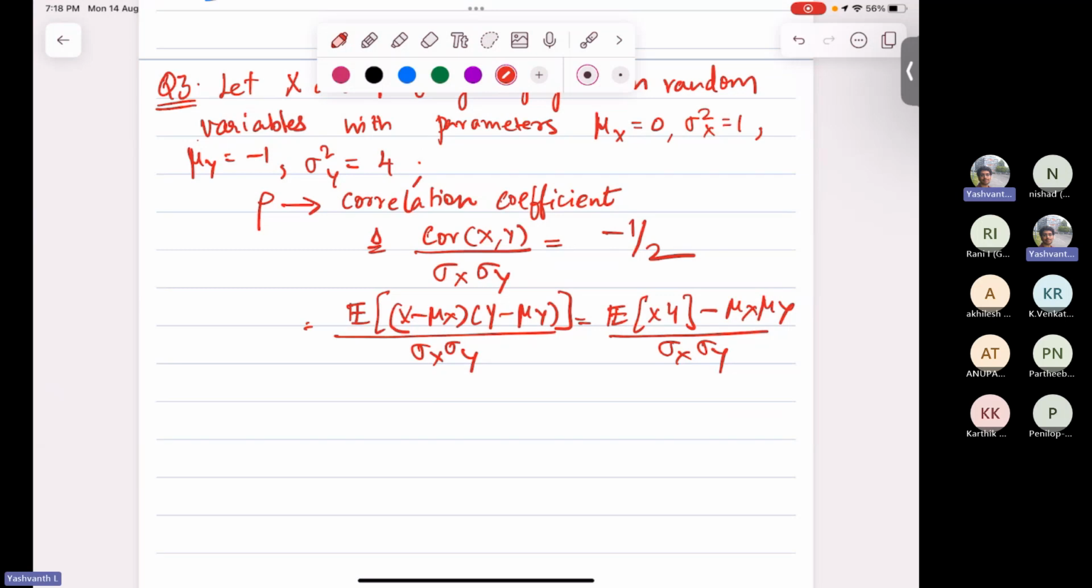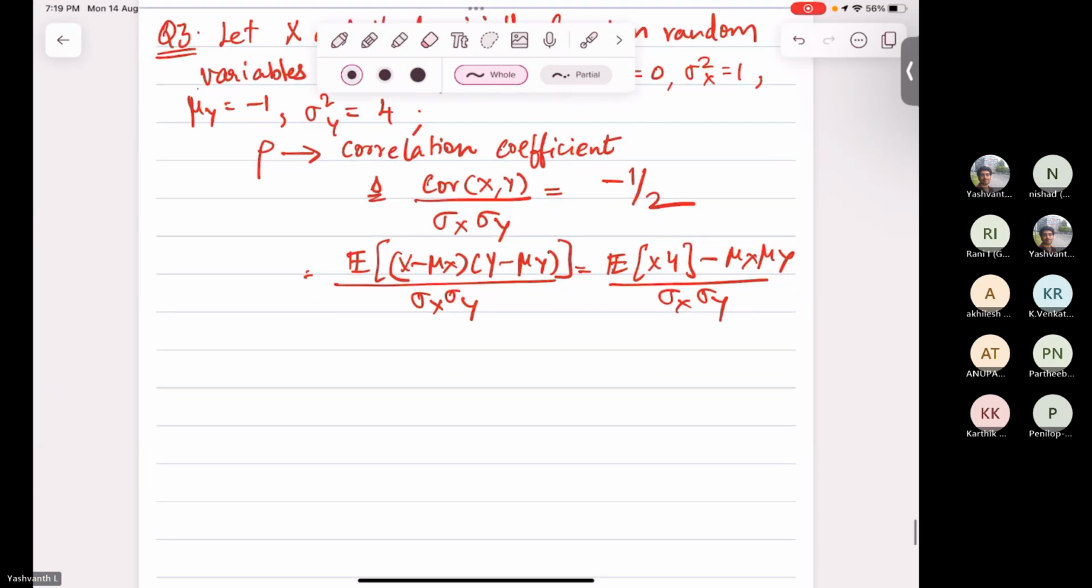If you remember, if this numerator is 0, that is, covariance of xy is equal to 0, that means x and y are said to be uncorrelated. That means if you compute the covariance matrix, it will turn out to be a diagonal matrix. So now I'm saying they are not uncorrelated; they are correlated with a number -half.